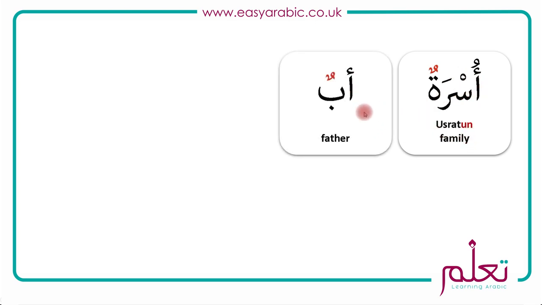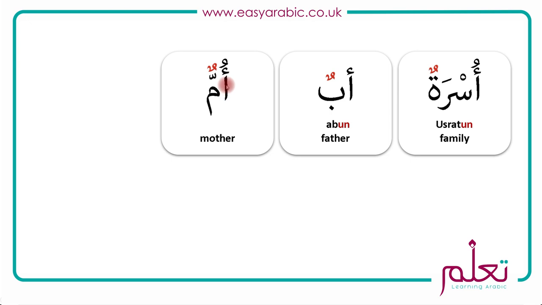Next one is alif with the hamza at the top, which is like a, and the ba with the dhammatain, abun. Next one, alif with the dhamma is u, mim with the shadda, which is the doubling of the sound of the letter, and the dhammatain, ummun.